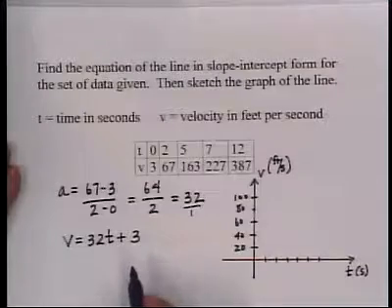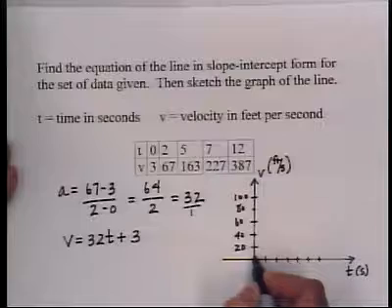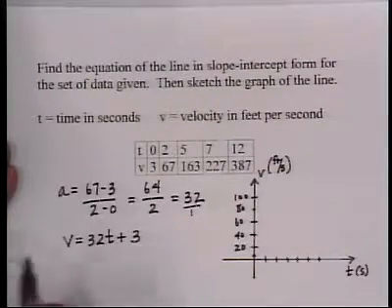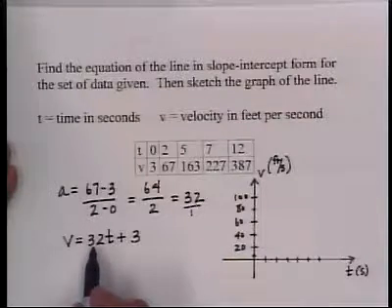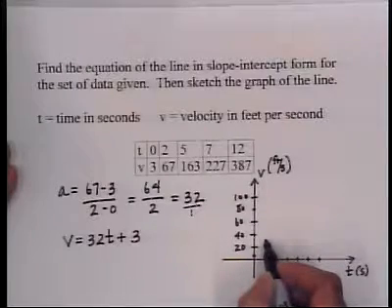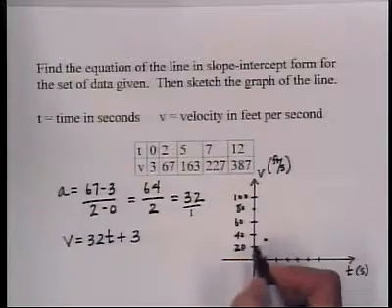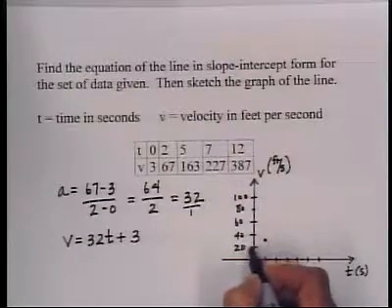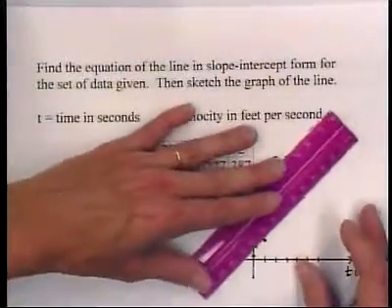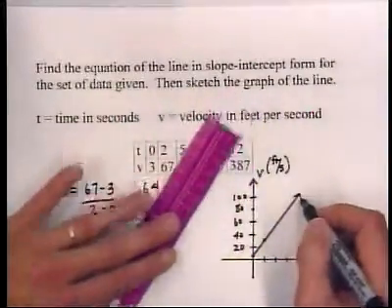And now I'm ready to graph the line. The vertical intercept is 3. Now that's very close to 0 if my vertical scale is in 20s, but I'll put a point there. The slope of the line is 32 over 1. So from here I want to go up 32 units to the right 1 unit, and I'm going to estimate that that's about right. Remember, each block this size is 20, so I went a little bit more than a block that size, and I'll draw the equation of the line through those points.